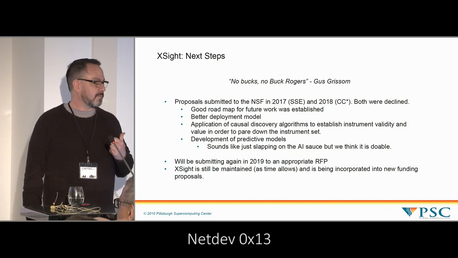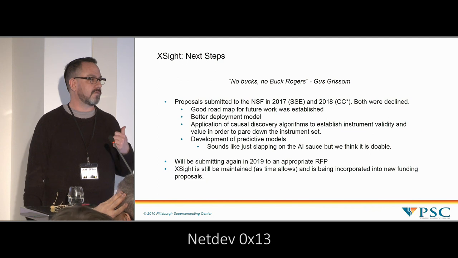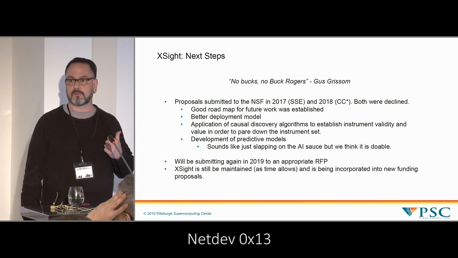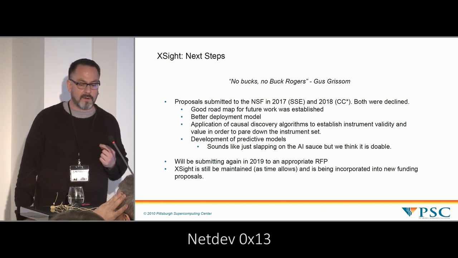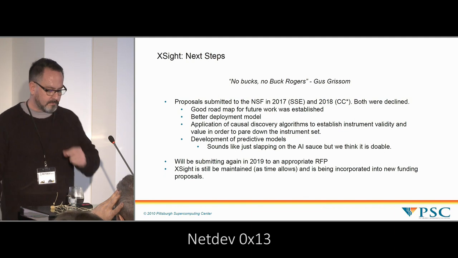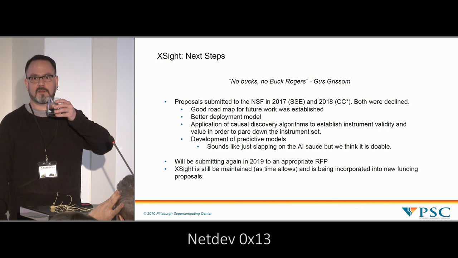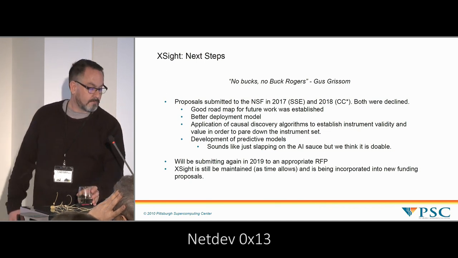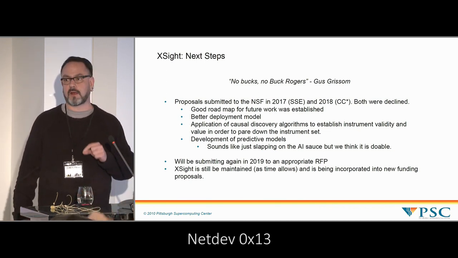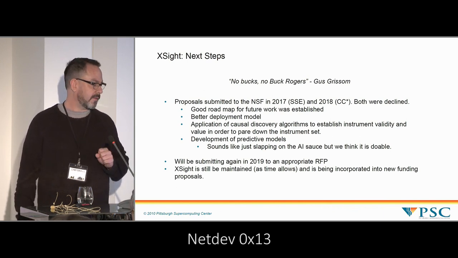We've developed a better deployment model. We have incorporated work for machine learning analysis with this. One of the things that we're actually looking at doing is causal discovery algorithms to establish whether or not the instruments we're collecting actually mean anything. That's part of seeing what sticks. One of the ideas that we'd like to do is actually pare down the instrument set to just the things that are most important for determining flow health.